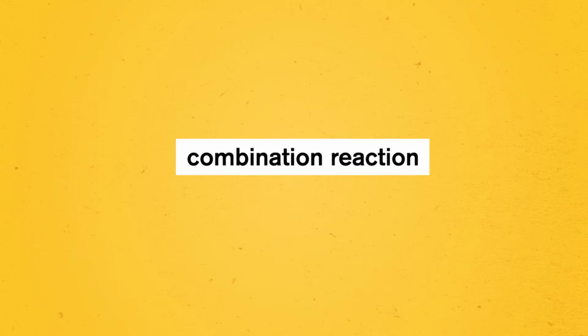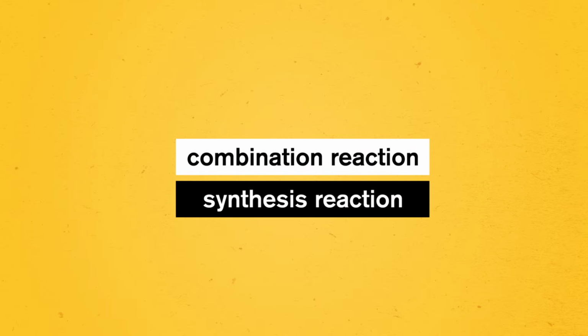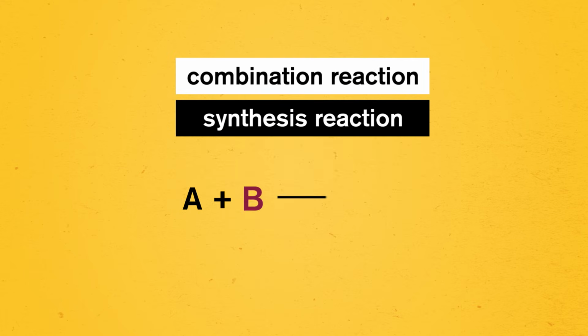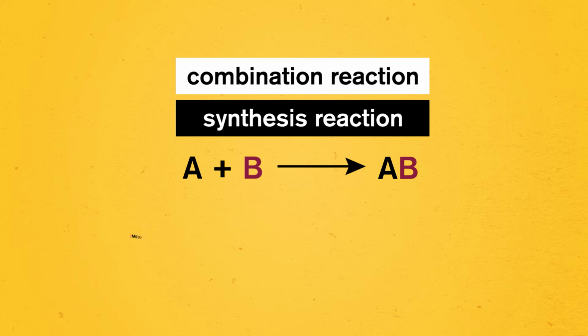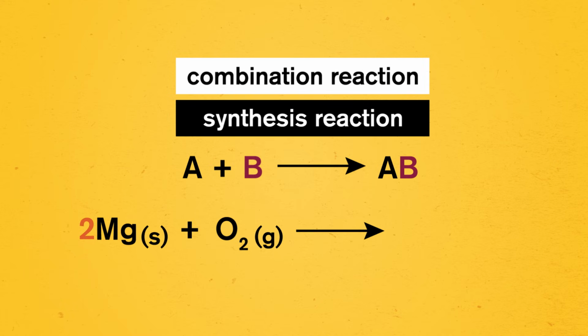First, we have a combination reaction, or synthesis reaction, the merging of two or more substances to create one product. It often takes the format of A plus B becomes AB. One example of this would be magnesium combined with oxygen to generate magnesium oxide, which emits a very bright light.